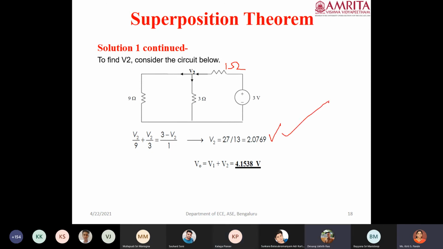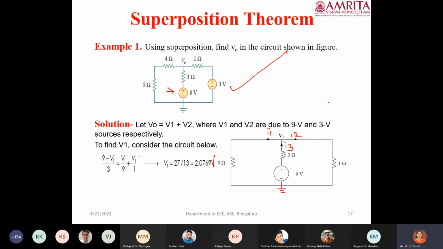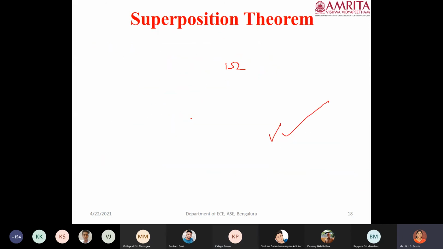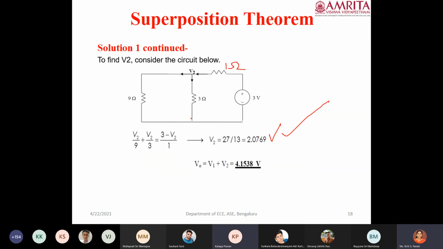Yes, ma'am. But what is our V0 as per our understanding? V1 plus V2. Yes, our final answer. The question says find V0. So our final answer is V0, which is equal to V1 plus V2. So you need to add at the last step that V naught is equal to V1 plus V2. V1 is 2.07 volts. V2 is also 2.07 volts. So please write down the final answer as V naught is equal to V1 plus V2, which comes out to be 4.1538 volts.